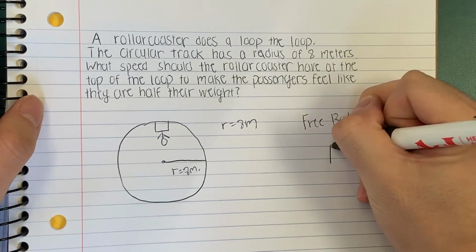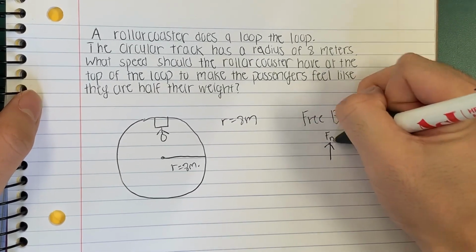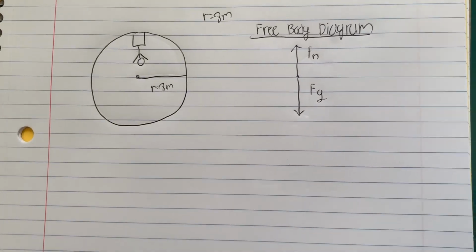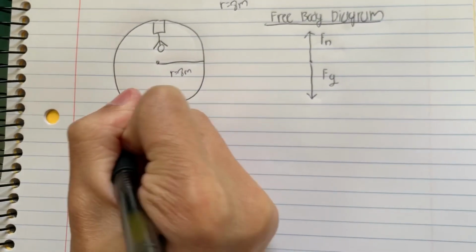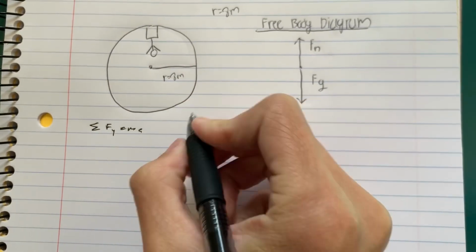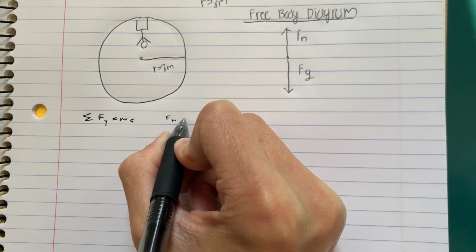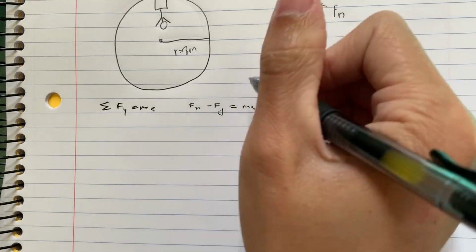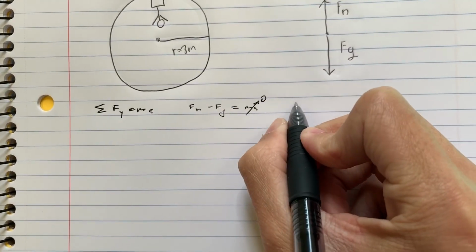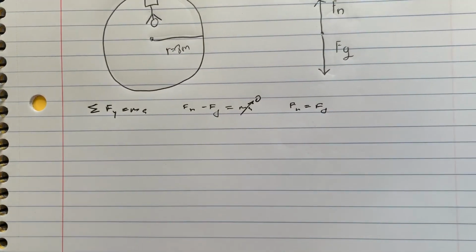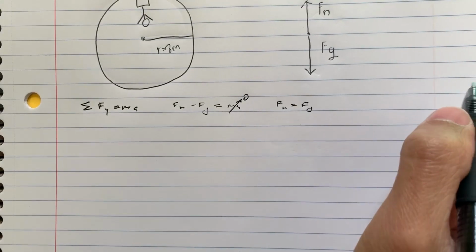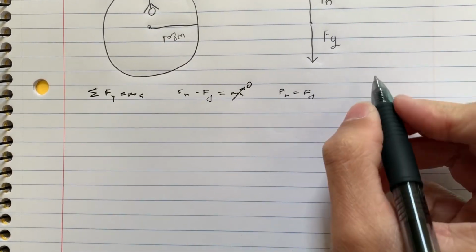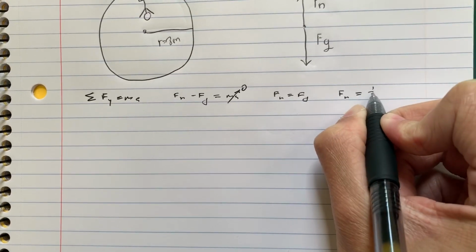So the normal force is going to be pointing upwards, while gravity is going to be pointing downwards. So we start off with the forces in the y direction. Then you have Fn minus Fg equals ma, and then since this is circular motion, that's 0. So then you have Fn equals Fg, and then the problem says that their weight is half on the top, so then you have Fn equals 1/2 Fg.